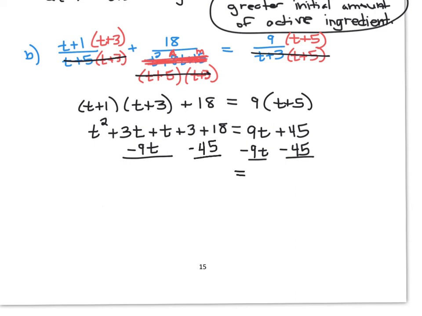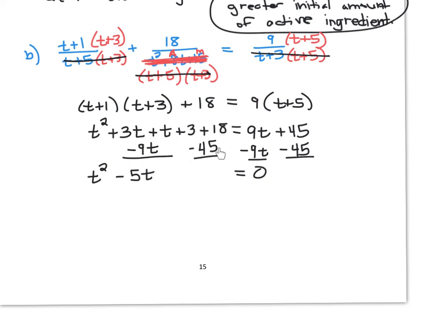All right, so on the right-hand side of the equation, I have 0, which is what I wanted. On the left-hand side of the equation, this t squared, I don't see any other t squared terms, so it doesn't combine with anything. It just comes right down. And then 3t plus t and negative 9t all combine, okay? These three terms combine. So since 3 plus 1 is 4, and 4 minus 9 is negative 5, they combine to give us negative 5t.